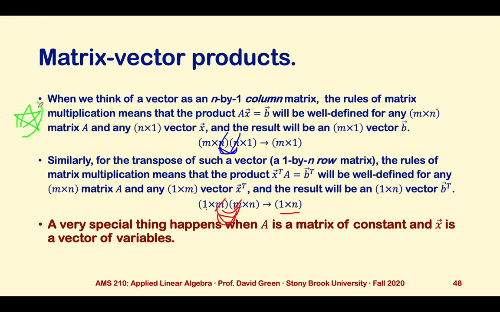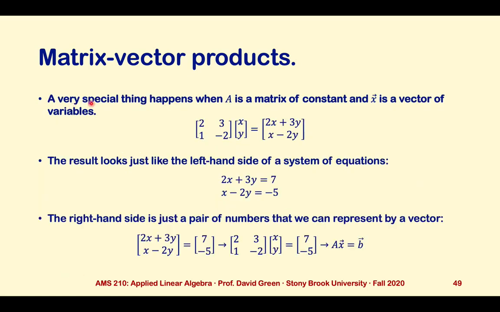A very, very important thing to make sure that you get familiar with. We are going to see expressions in this general form, AX equals B, matrix times vector equals another vector, over and over again throughout the class. The reason is that something really special happens when A is a matrix of constants and X is a vector of variables. So let's take a look at that.